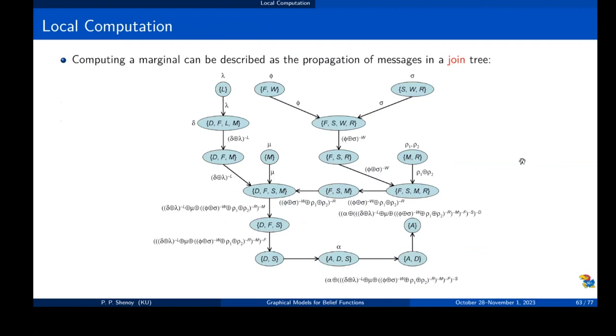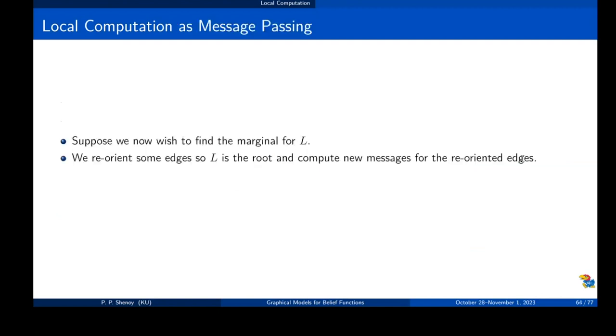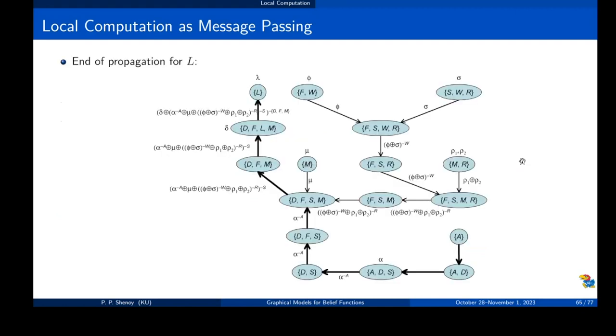So I've described this as message passing. Why? Because now, suppose I'm interested in another marginal. Suppose we want to find the marginal for L. One thing we can do is reorient some edges so that L is the root. We make L the root in this junction tree and compute new messages.